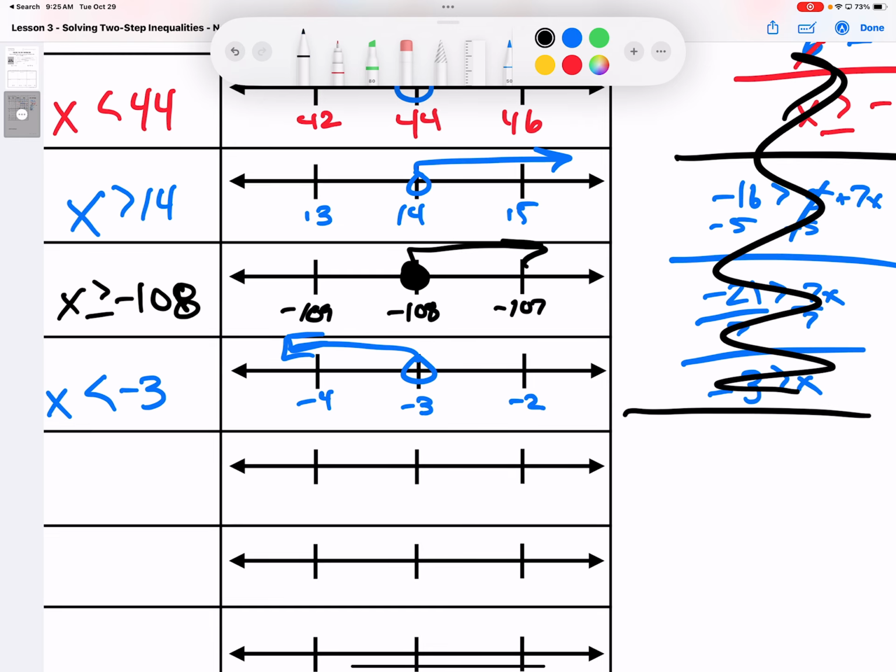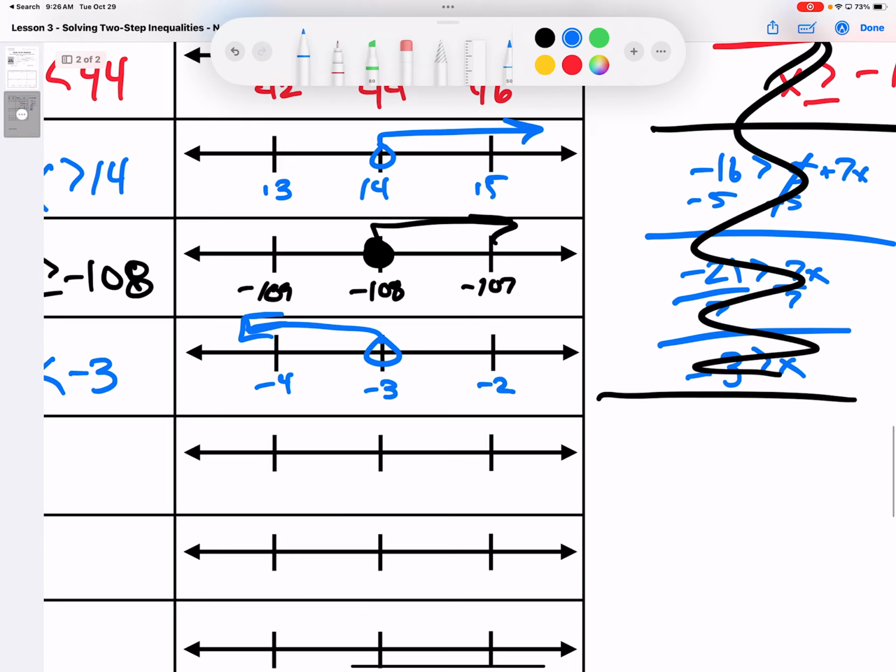Okay. The next one, I have to sneeze. Told you it's coming.